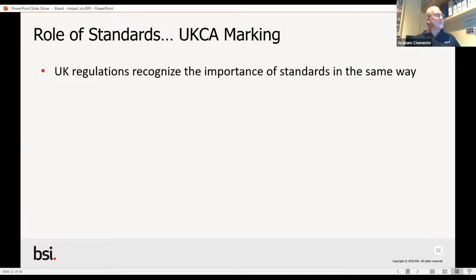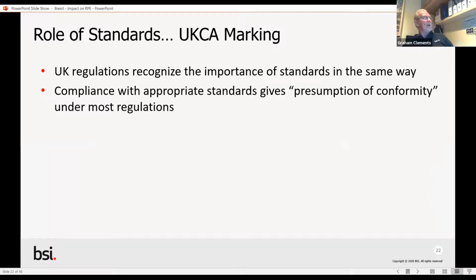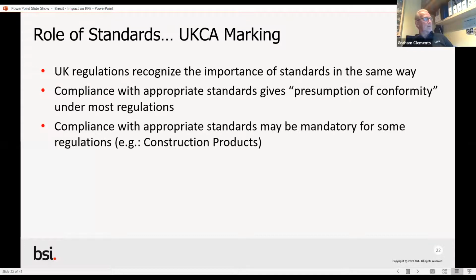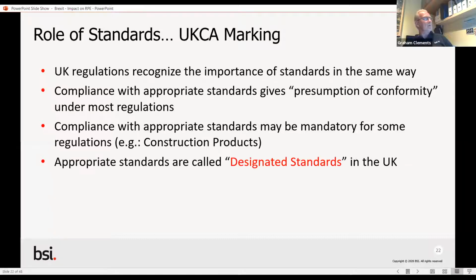So the role of standards in UKCA marking: we recognise the importance of standards in exactly the same way as Europe. And we use compliance with appropriate standards to give presumption of conformity under most regulations. So compliance with appropriate standards may be mandatory for some regulations, such as construction products. Other regulations are treated slightly differently. Harmonised standards are there, but you don't necessarily have to follow the harmonised standard if there are other appropriate routes.